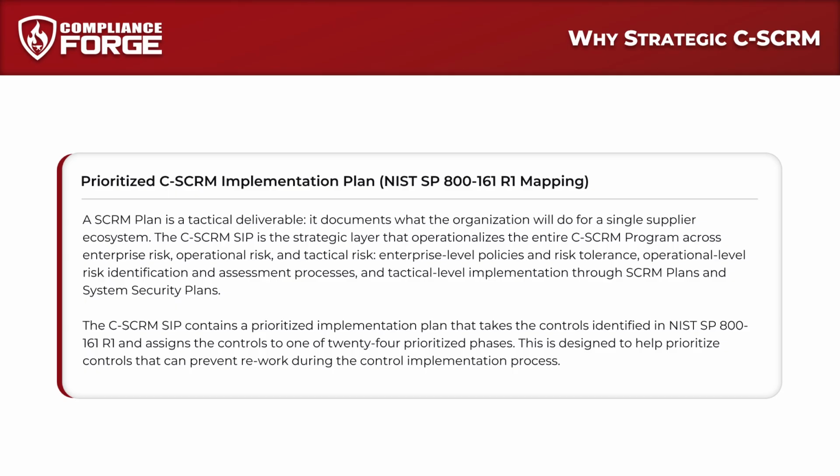The C-SCRM SIP contains a prioritized implementation plan that takes the controls identified in NIST 800-161 Revision 1 and assigns them to one of 24 prioritized phases. This is designed to help prioritize controls and prevent rework during the control implementation process. It is one of the many helpful components that comes with the product, and it is available as a click-to-view example on the product page.